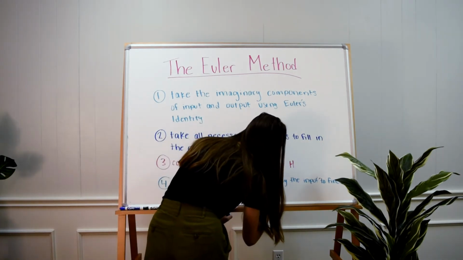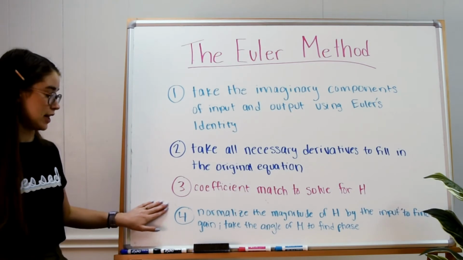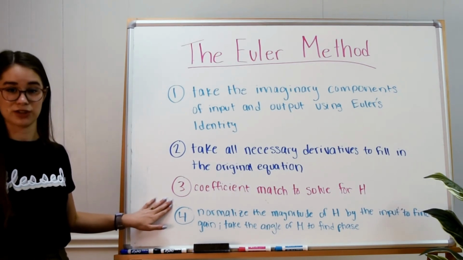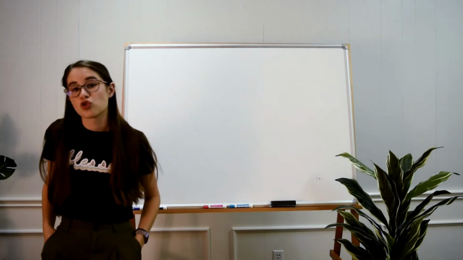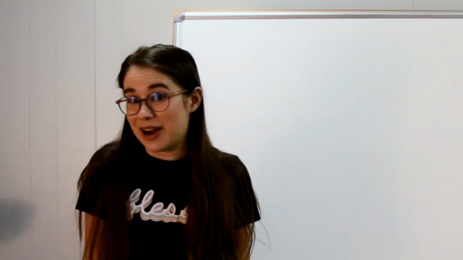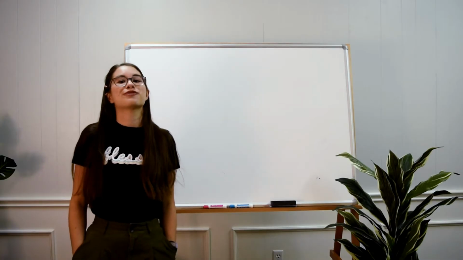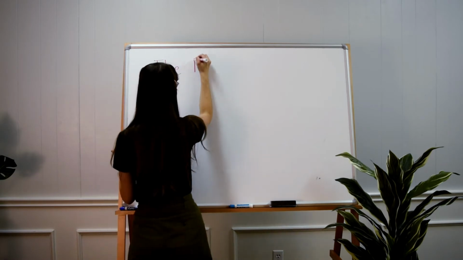And last but not least, we normalized the magnitude of h by the input to find gain, and took the angle of h to find our phase shift. So I think we all can agree that was gross, but fear not, my dudes, there is an easier way to do this.